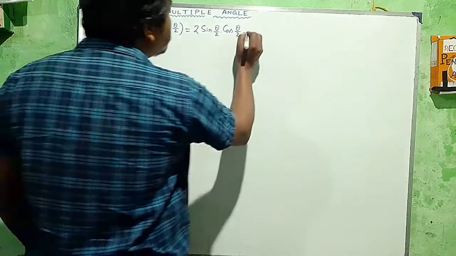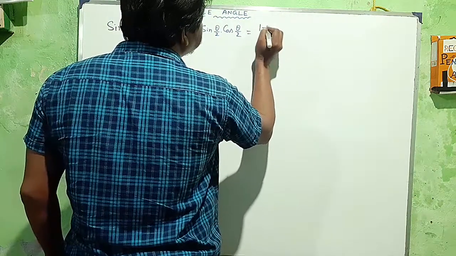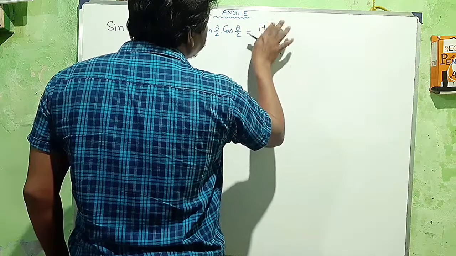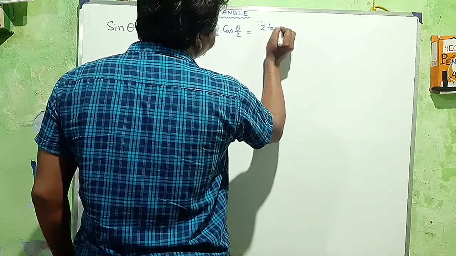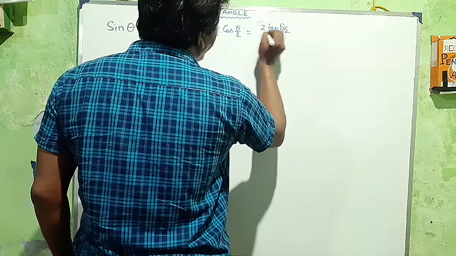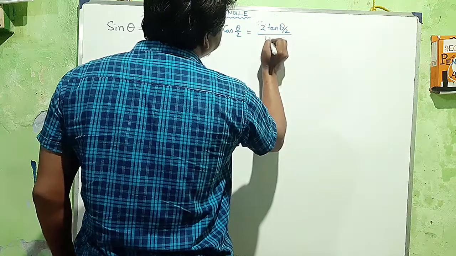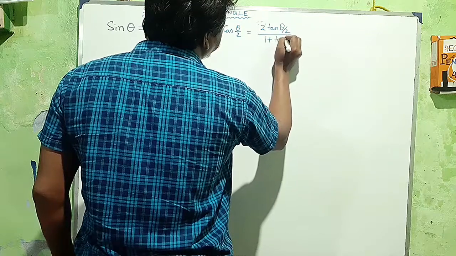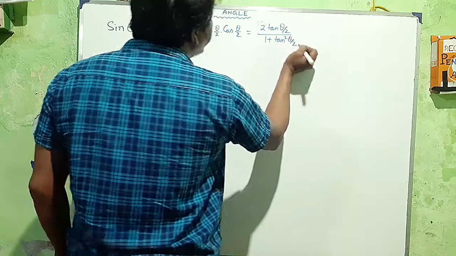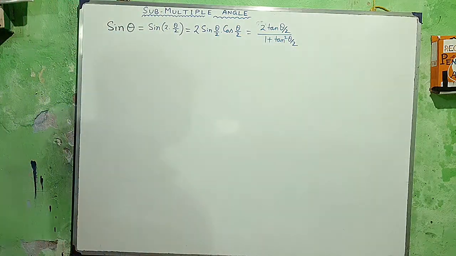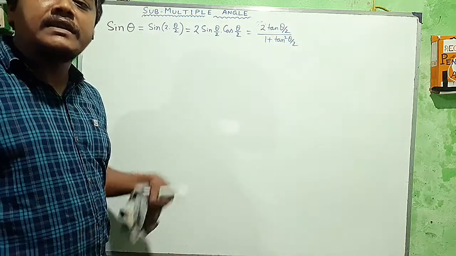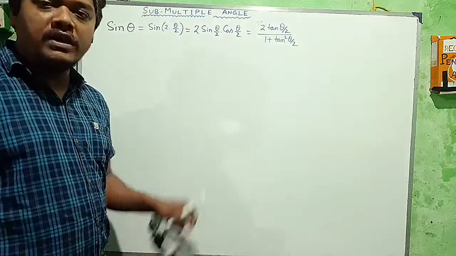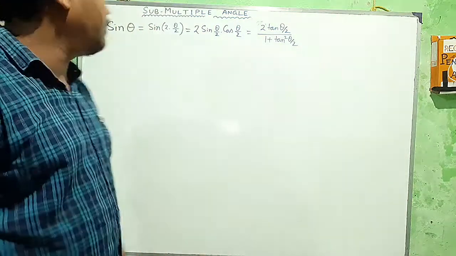The formula is 2 tan theta by 2 by 1 plus tan square theta by 2. Just compare it with the multiple angle. If you know the multiple angle, then you can easily derive and easily memorize the formula of sub-multiple angle.